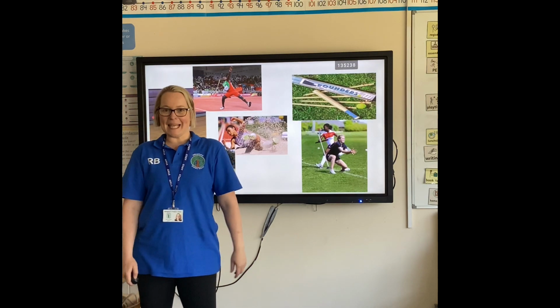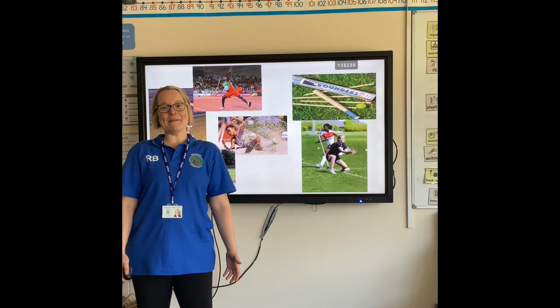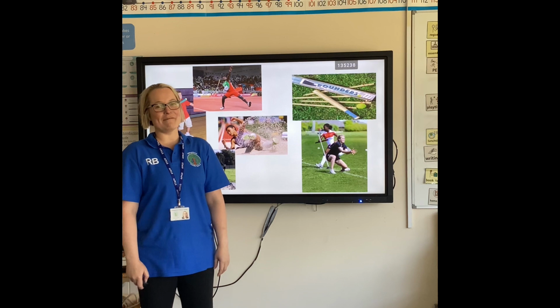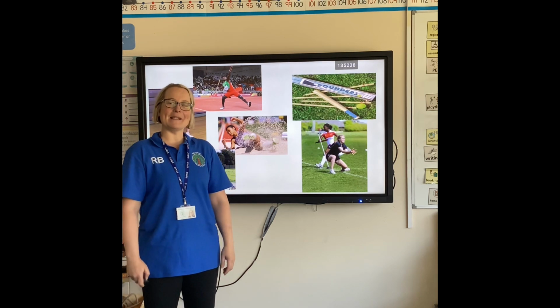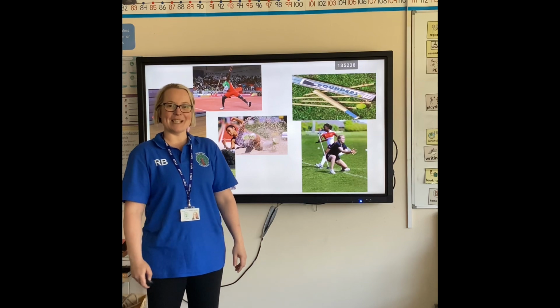In PE, we have come finally to the summer term and athletics and rounders. Children will be gearing up for sports day and we hope to see as many of you on that day to cheer the children on.